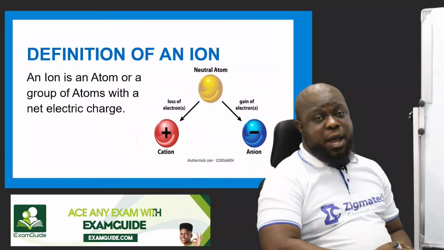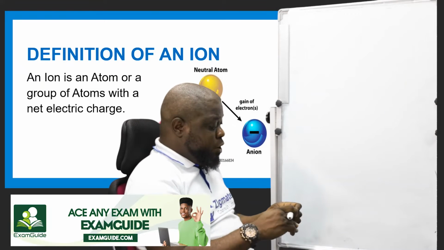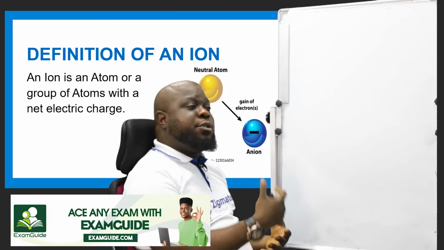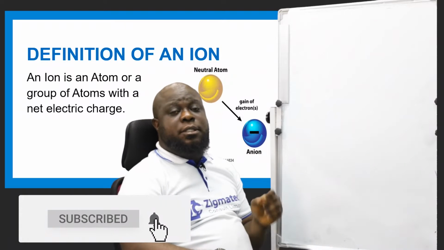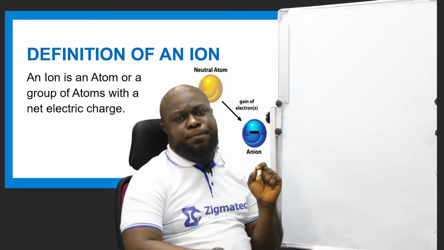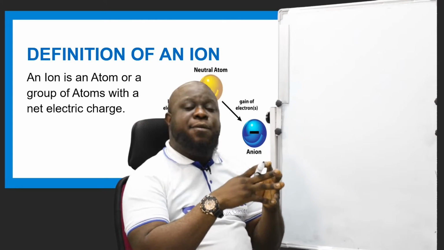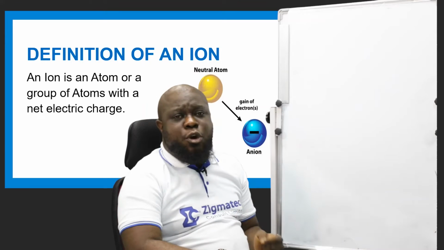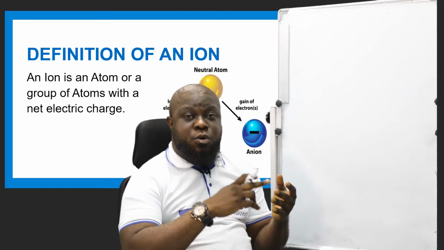Now, definition of an ion. Before we define an ion, let us know how this ion is operating. Let's know how this ion came about. I told you that the atom is the main particle of matter. Now, from the atom we get the ions, and still from the atom we get the molecules. We know that these are the 3 particles of matter: the atoms, the molecules, and the ions.